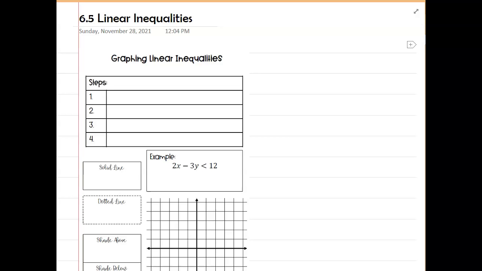Let's talk about linear inequalities, okay? Before we talk about linear inequalities, I want to take a step back and work up to this, because the idea of what we do today is really pretty simple, but I really want you guys to understand what we are doing today.